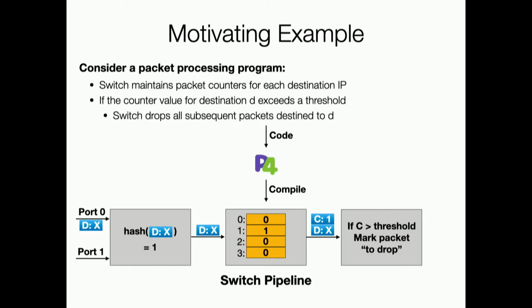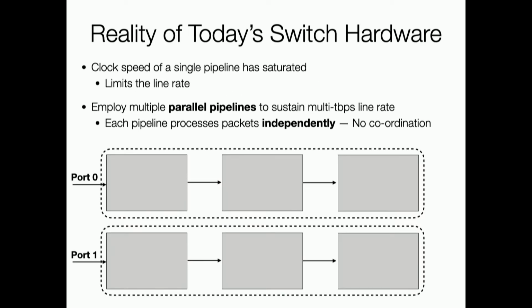It's not that easy, because this abstraction that you have of a single switch pipeline is far, far away from the reality of the hardware. The hardware actually looks something like this. It has multiple pipelines running in parallel. This is really needed because the clock speed of a single pipeline has kind of saturated. If you want to go to multi-Tbps line speeds, the way Tofino does it, and most of the programmable switches do it, maybe not the Juniper one that we discussed earlier, is to use multiple parallel pipelines.